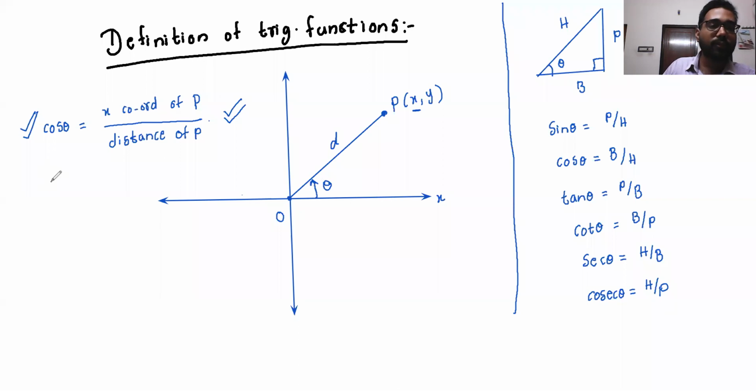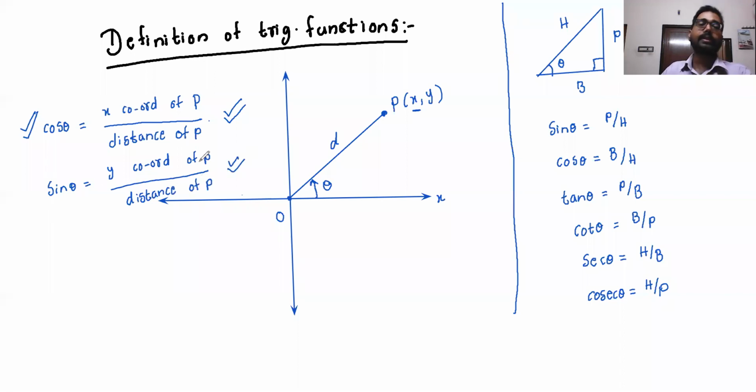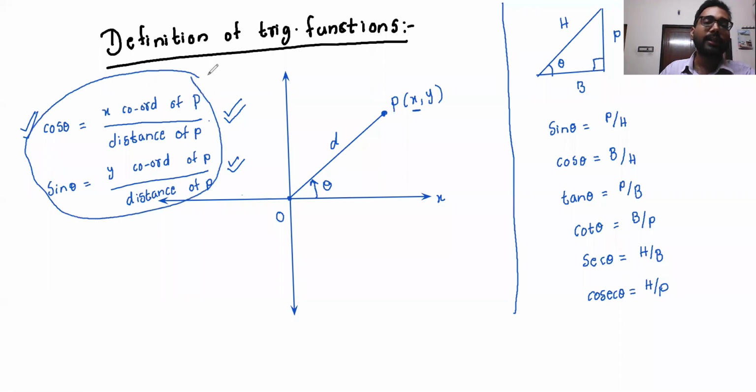And what is the definition of sin theta? Sin theta is the y coordinate of P divided by the distance of P. So this is the definition of sine theta. With this definition, we can actually go beyond 90 as well.